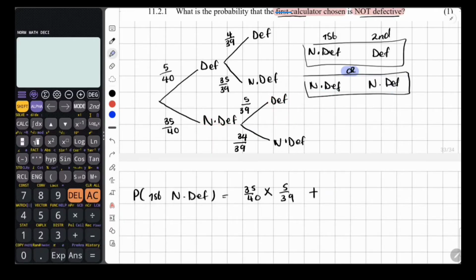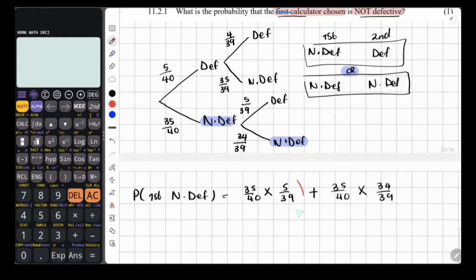So we're looking at, first of all, we need to pick a not defective calculator in this first pick. And then in the second pick, we should also pick a not defective calculator. So you need to first define these things and see what are all the situations they are talking about first. So we're adding that to this being not defective, which is 35 over 40, multiplied by your not defective here, which is 34 over 39.